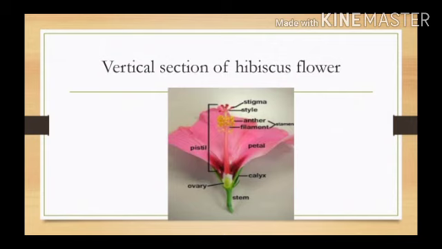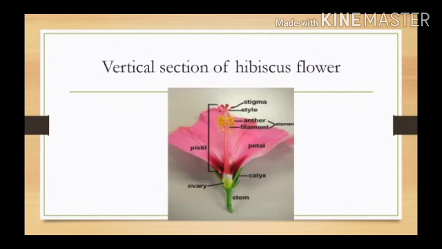Next is androecium. This is the male reproductive part of the flower. It consists of stamens. Each stamen is made up of an anther and a filament. Next one is gynoecium. This is the female reproductive part of the flower. This is made up of carpels. A carpel consists of stigma, style and ovary.